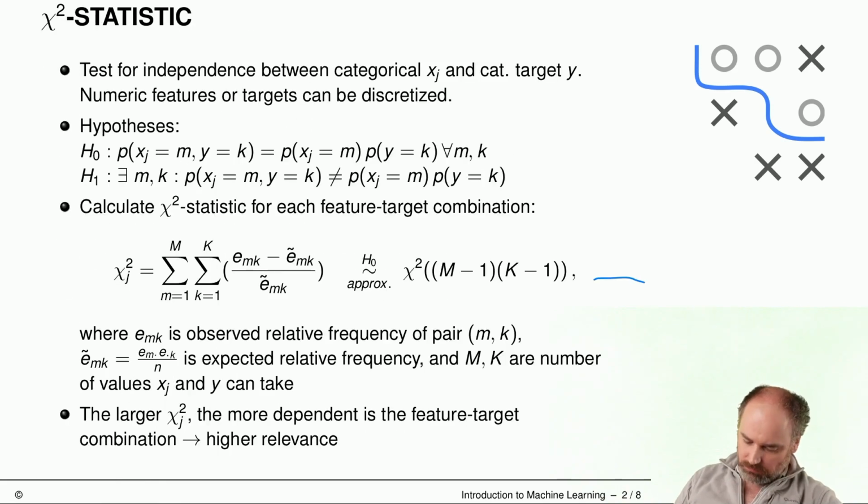Okay. Well, maybe it's also useful to discuss whether these things can be applied to other scenarios. What can we do if we have a numeric feature and a numeric target? Well, I guess then we can discretize them and still run the test. Of course, then the results will depend on the discretization.